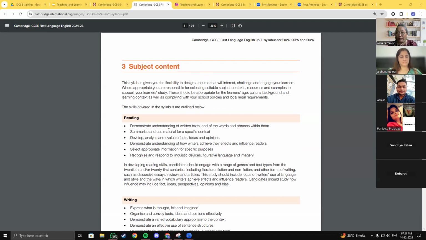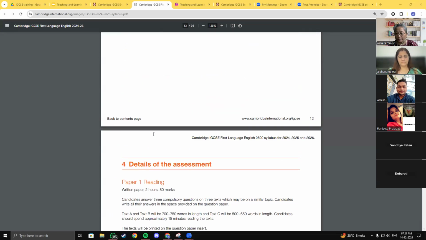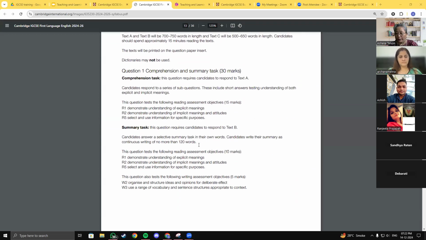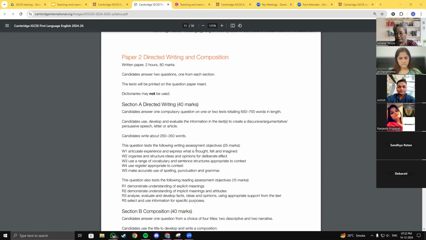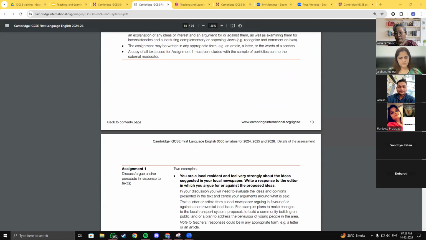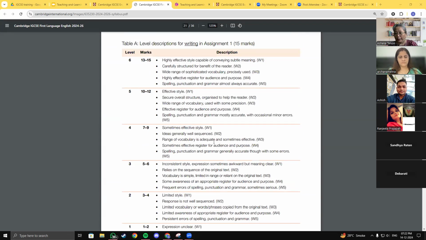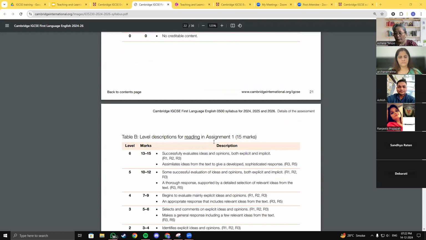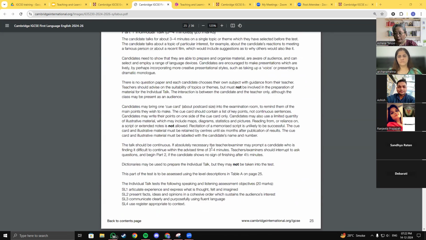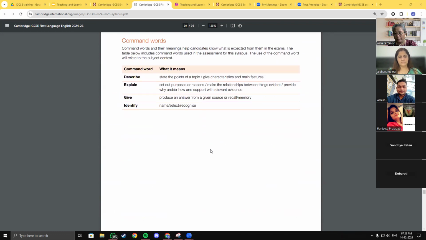Now, what is the content that you are going to teach? This is given over here. Okay, and details of the assessment. This is the blueprint of the assessment, and the portfolio, how it will look, what it is. This is your grading of the portfolio. Speaking and listening. So all the things that are needed for assessment are given over here.